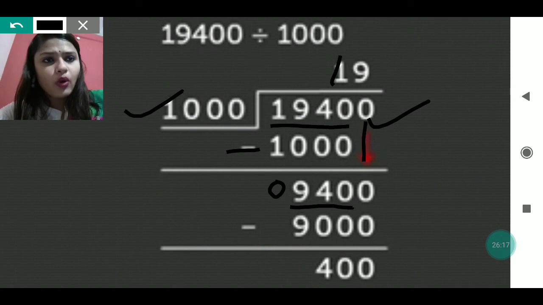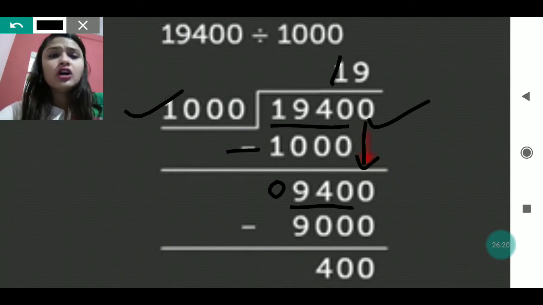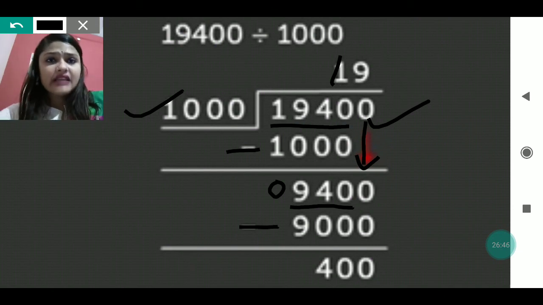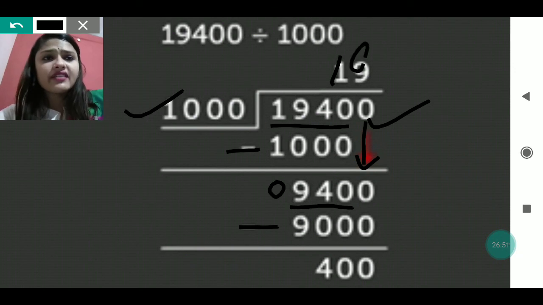So that 1 digit which was left, that is 0, that 0 we will take down. So it will become 9400. Now we have to read the table of 1000 to find how many times it goes into 9400. When we read the table of 1000 9 times, you will get 9000. So that 9000 you will write just below 9400, and 9 you will write in the quotient column.